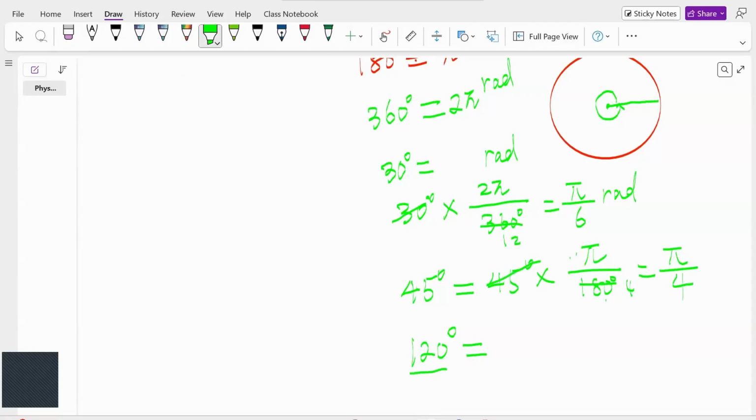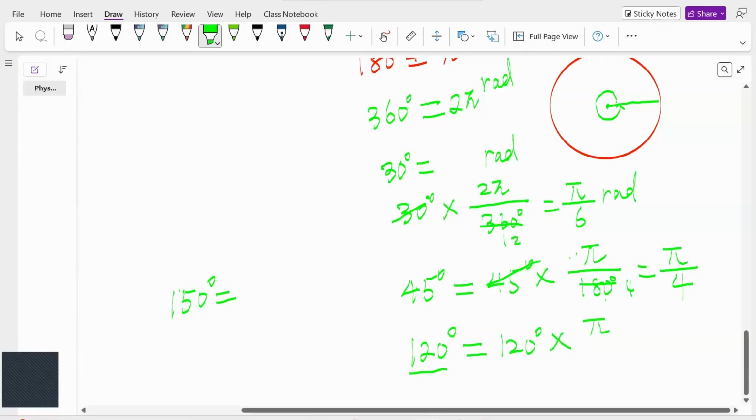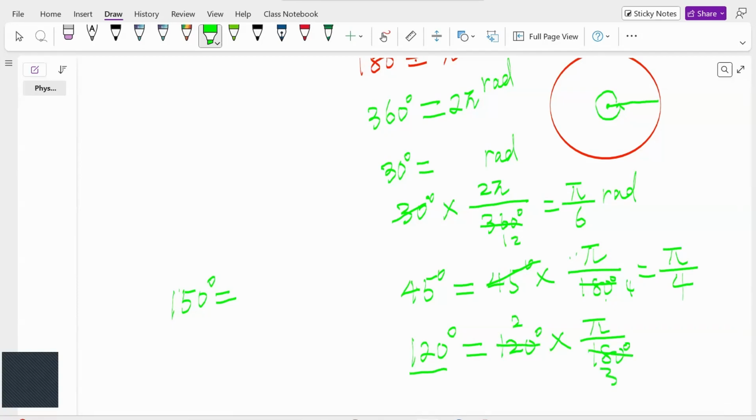What do you get for 120 degrees? Do the same thing. You use 120 degrees times pi over 180 degrees, then simplify it. So it is 2 over 3 pi, right? Yeah. Very good. How about 150 degrees? How do you convert to radians? 150 degrees times pi over 180 degrees, and simplify it to 5 over 6 pi radians.